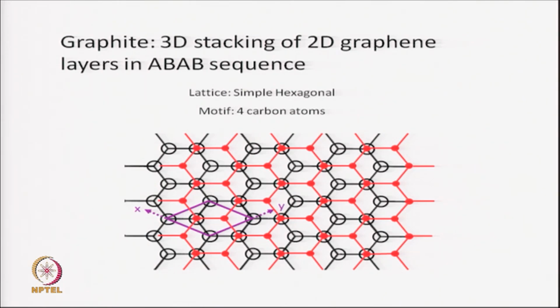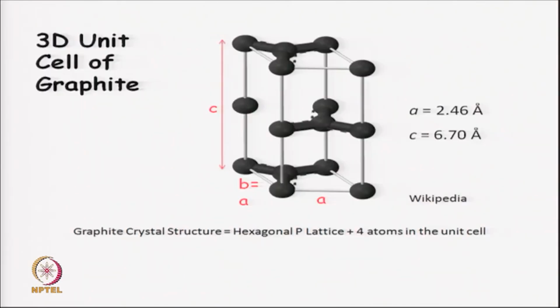So, let us look at the 3-dimensional unit cell now. You can see I have drawn the 3-dimensional unit cell here. This is the A layer, you can consider this to be the A layer, the middle layer is the B layer, and finally, the top layer is the C layer.